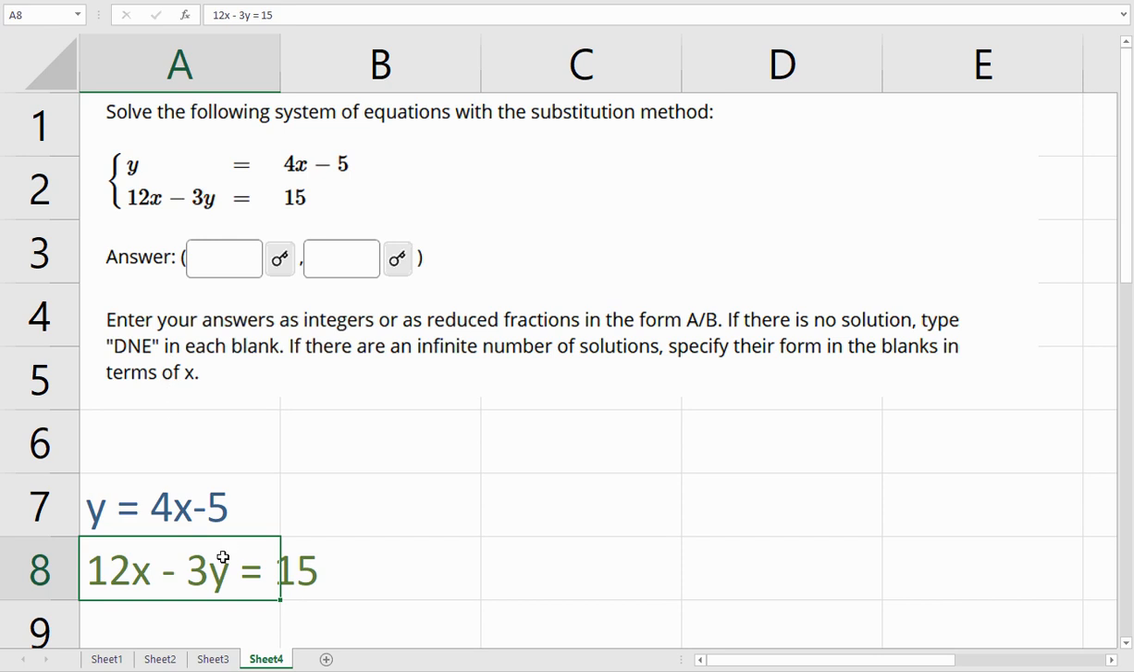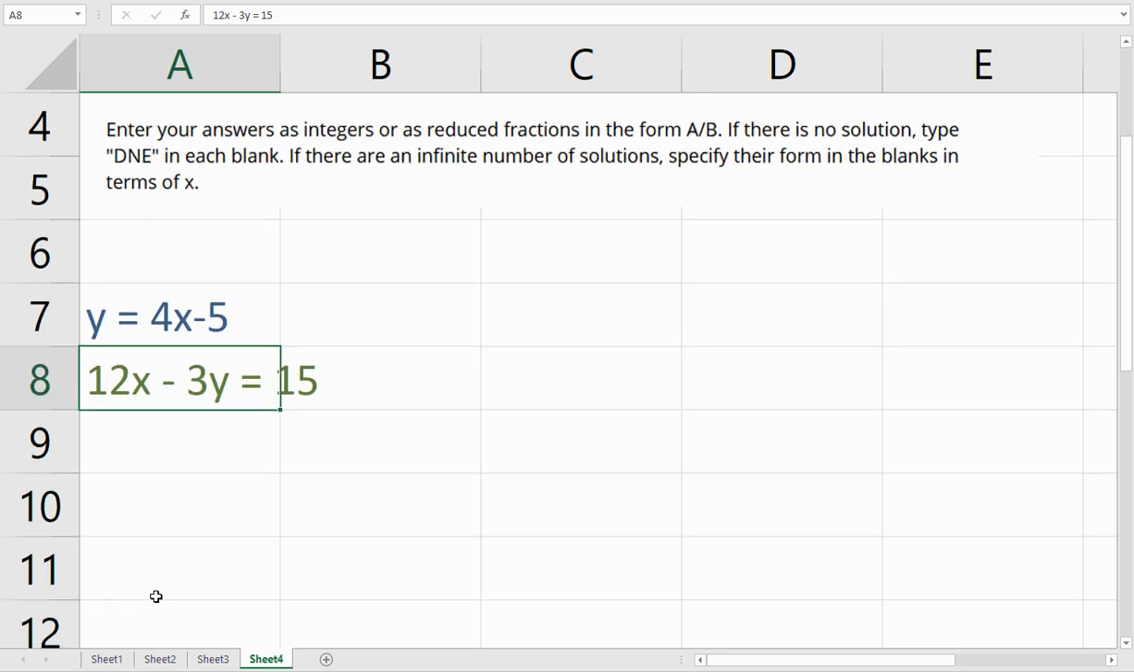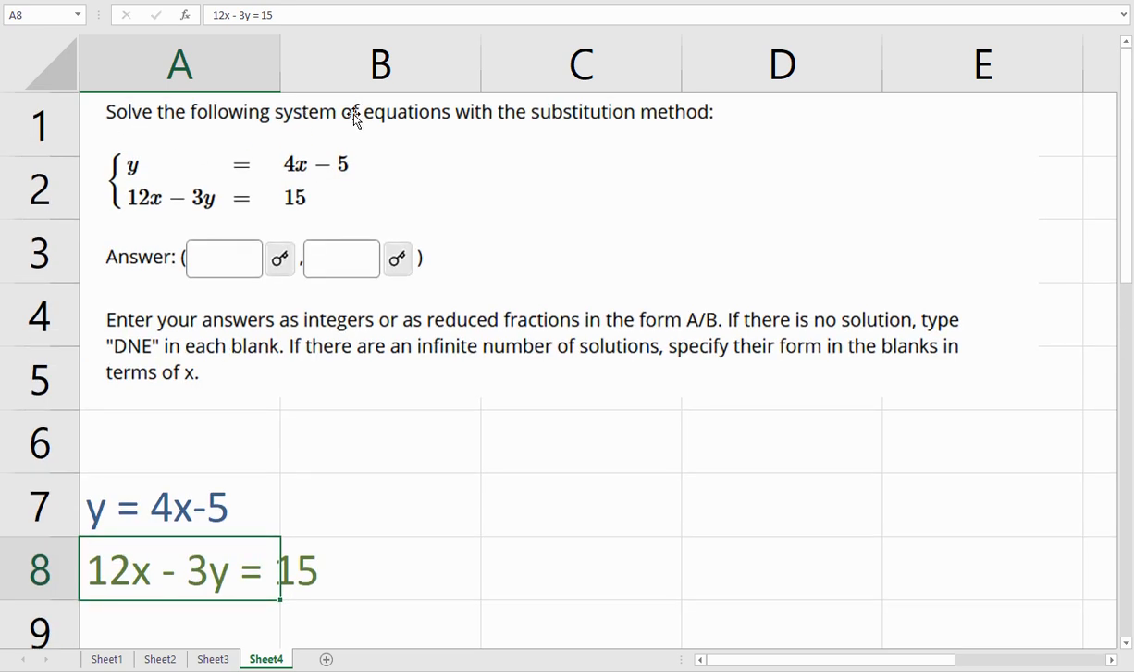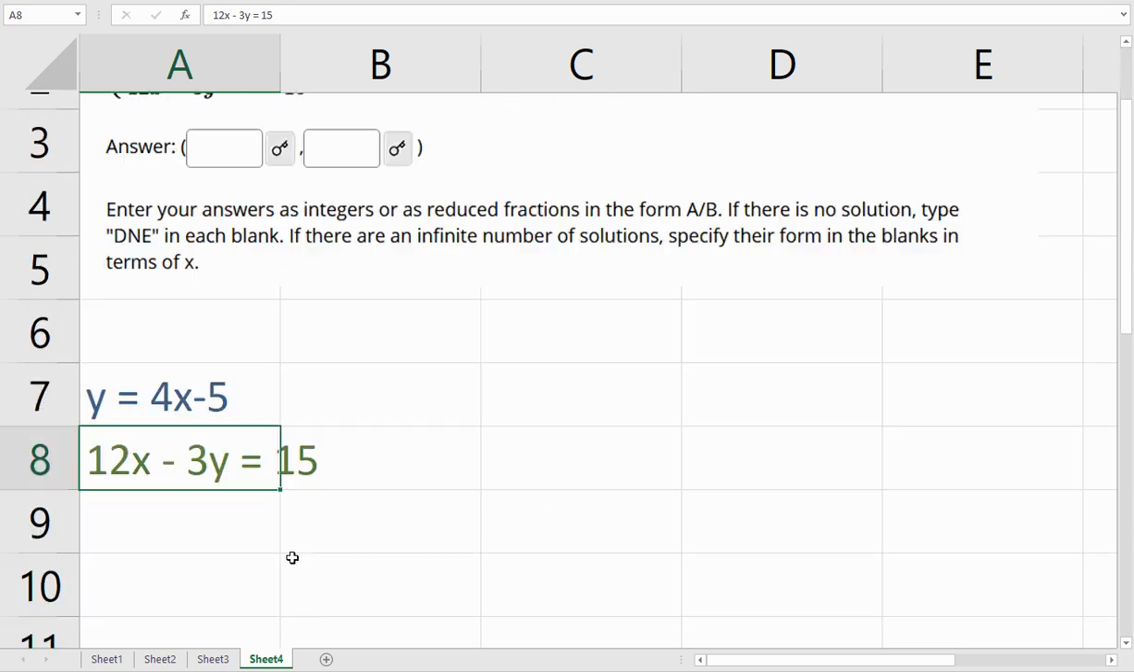Okay, so I think I kind of gave it away here that this is one of the special cases. This is where there is an infinite number of solutions. But why should you know that? Well, here's how you would know. You would have to follow the directions first of all: solve the system of equations with the substitution method.